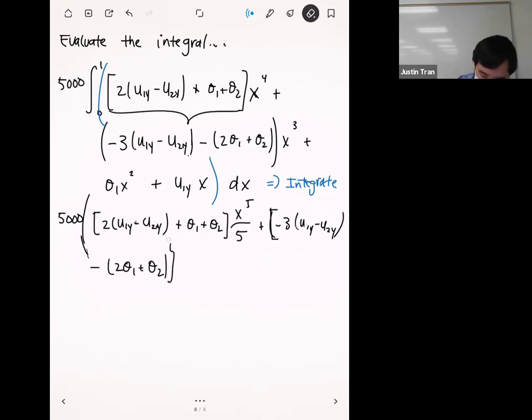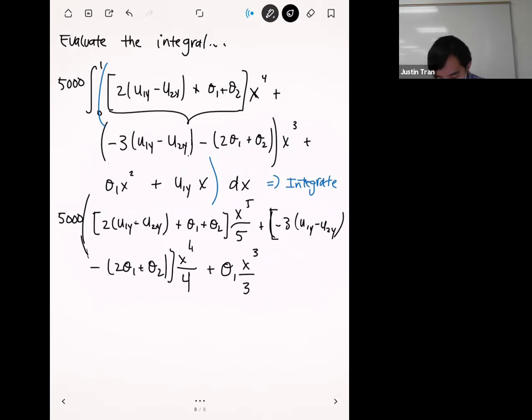Then we're going to integrate x cubed, excuse me. We integrate x cubed, we get x to the 4th divided by 4. Then we're going to integrate theta 1 x squared, and we get theta 1 x cubed over 3. Then we're going to integrate u1y x, and so we get u1y x squared over 2.